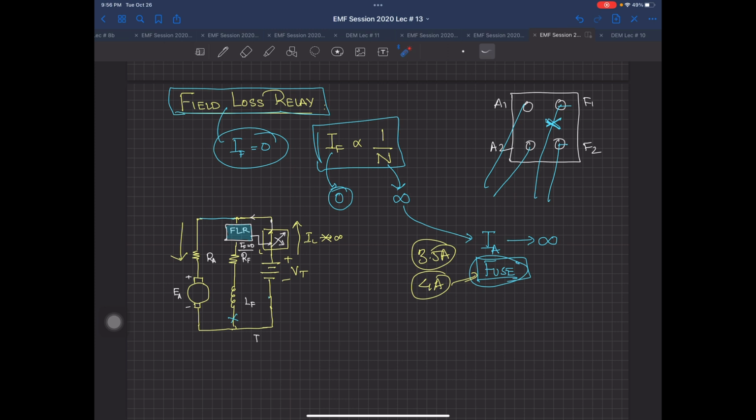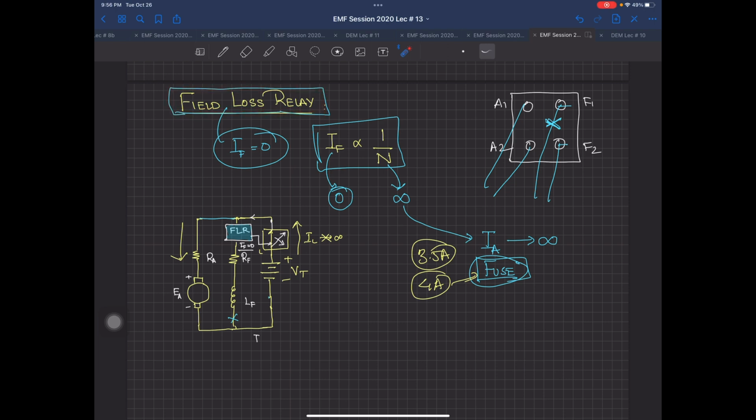So this field loss relay comes in the field circuitry, and it is connected in series with the field winding, and you are detecting that whenever the field current becomes equal to zero, it will turn off the circuit breaker, or maybe just give a signal to a circuit breaker, maybe a relay or a magnetic contactor or anything like this. So it will take the supply off totally and save your machine from damage. So this is a field loss relay.